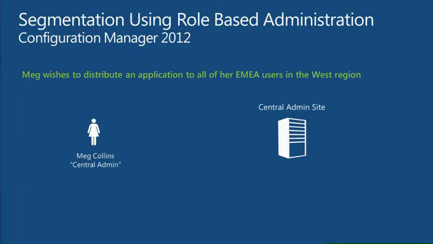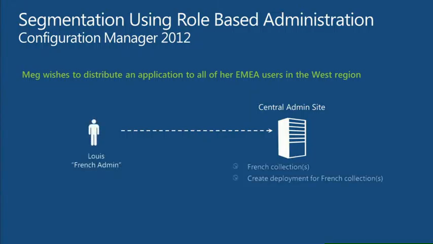As we look at it in 2012, if Meg wants to go in, distribute an application to all our EMEA users, she can just go to the central administration site and do everything there with the different roles and scopes that are put in place. So we can go and create and distribute an application, and then the same thing would happen for Louis. He can go and create new collections that are limited to French. He can also go and create deployments for those collections. And then the same thing for Anthony at the central administration site. He'd do the exact same thing with his limited scopes.